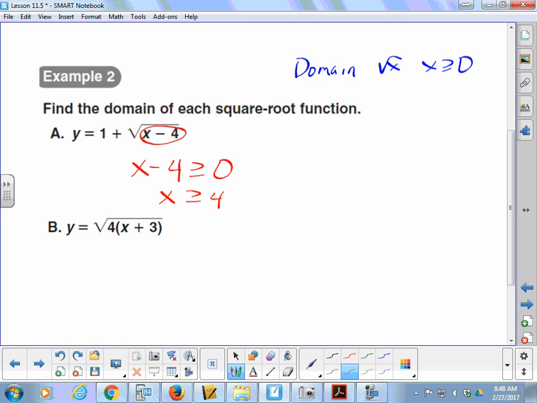Which makes sense because our value of a was 4. So the domain would be x is greater than or equal to 4. For b, the value of a is negative 3. So my domain, x is greater than or equal to negative 3.